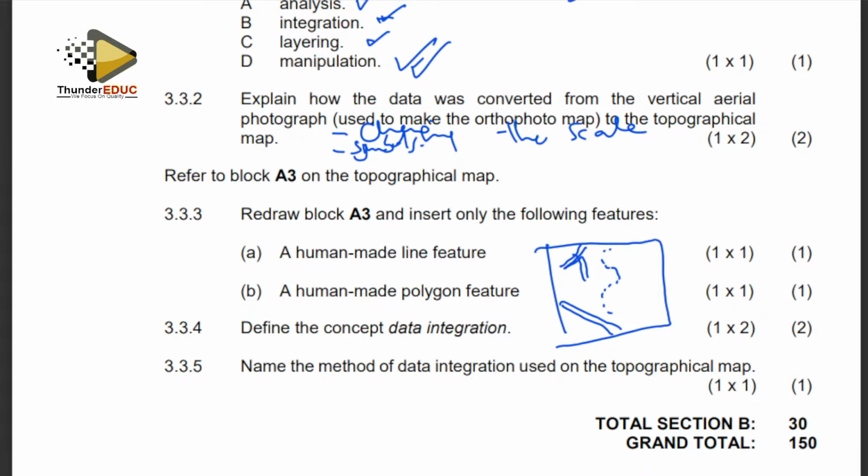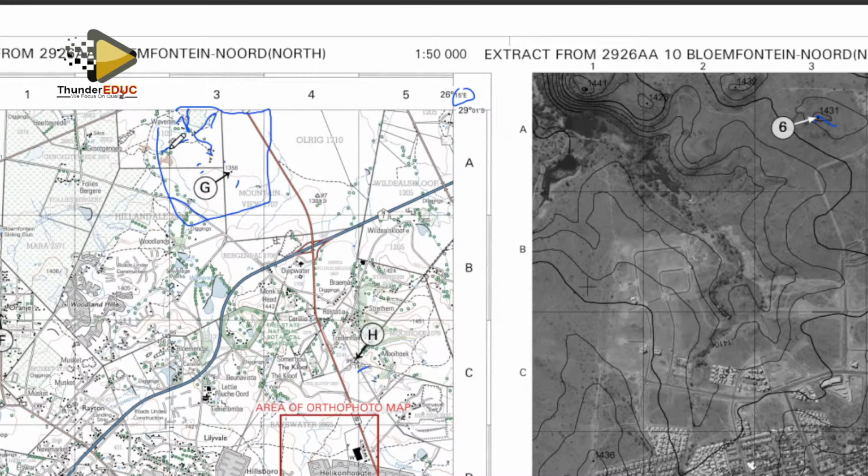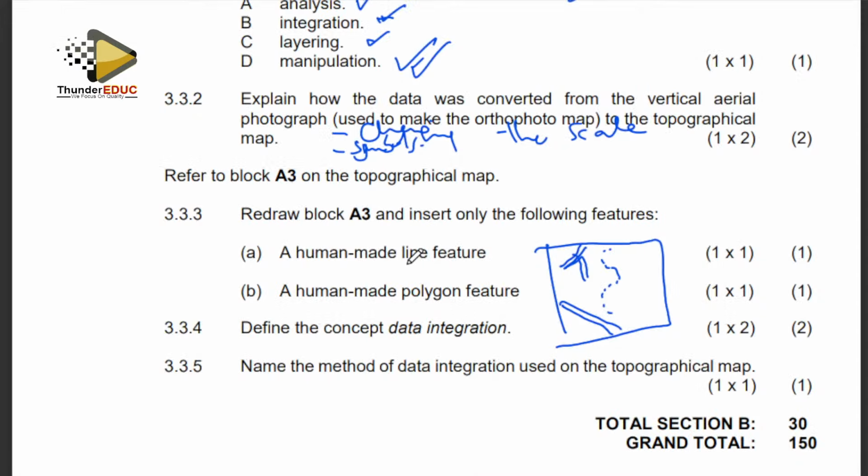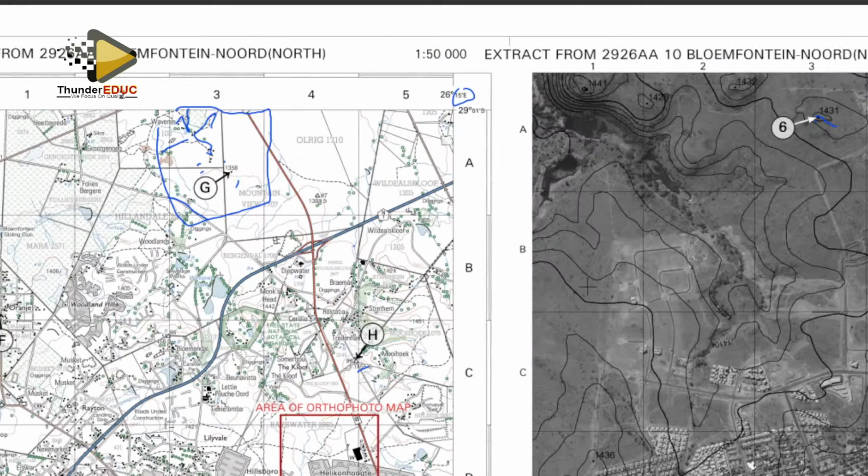I think I did it. You saw it. Then we have got a track and trail here. We have got a road here and a road here. So meaning to say the first one is done. Then they say a polygon feature in this area. We come here. A polygon, we said, is something that forms a shape.